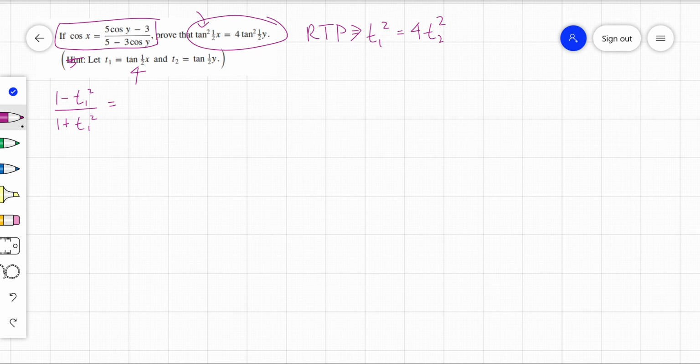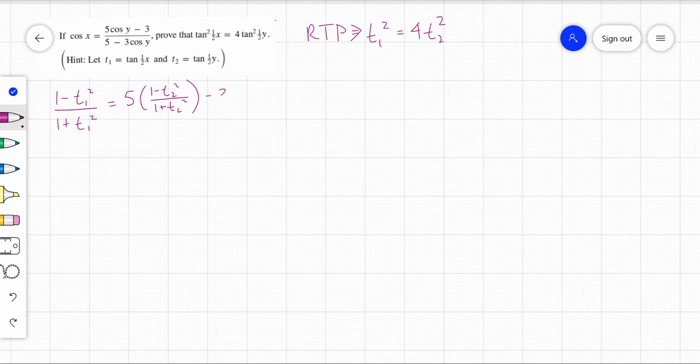And then on this right hand side we've got 5 cos y, so in terms of cos for the y team, as it were, we'll have the same thing but with t2's. So 1 minus t2 squared on 1 plus t2 squared. Minus 3, and I'll give that 3 a common denominator in a second. Then we've got 5 minus 3 cos y, so again 5 minus 3 times 1 minus t2 squared on 1 plus t2 squared.